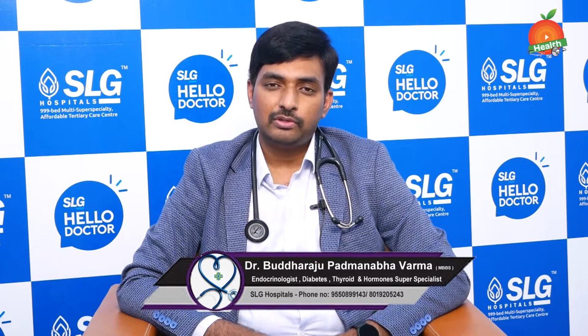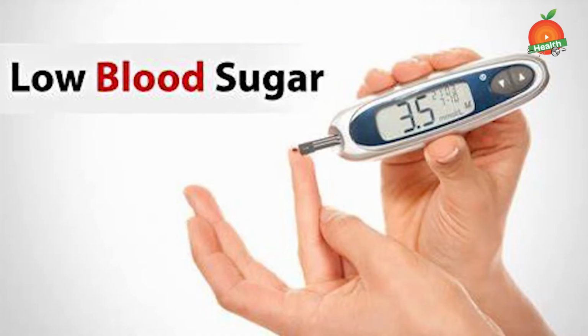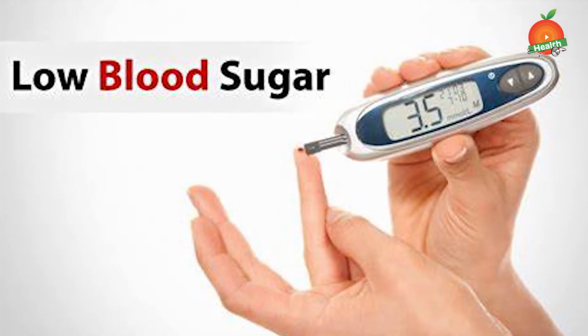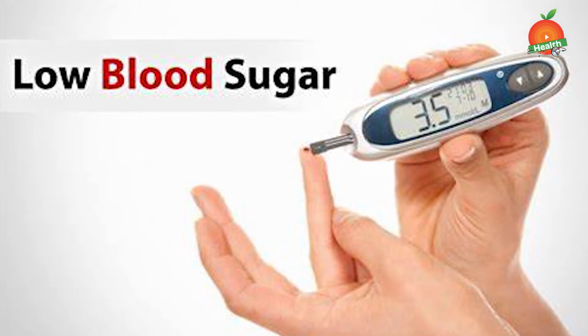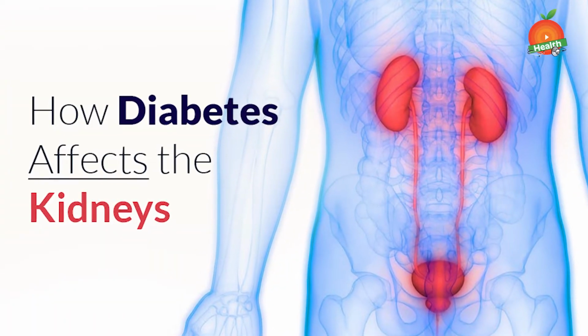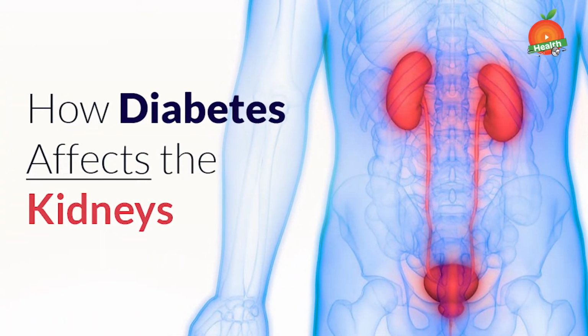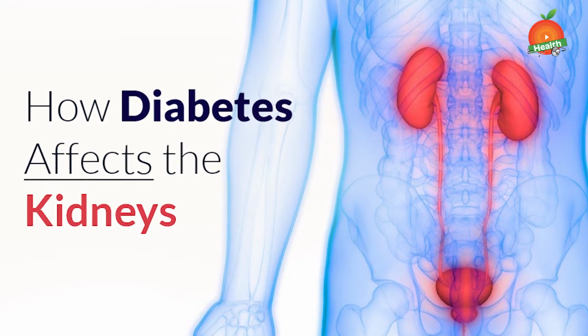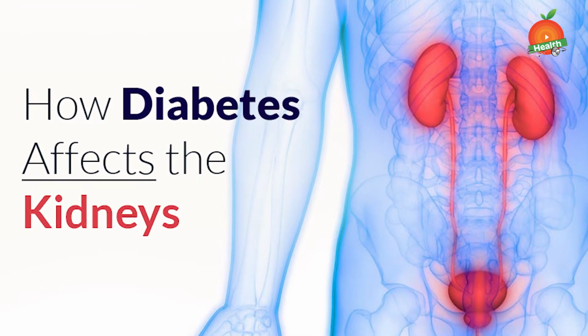Today I'll be talking about the common kidney problems that can happen in patients with diabetes. The most common is that if a patient's sugars are not controlled, the high sugars in the blood will pass in the urine. Wherever there is glucose, that will attract more bacteria to grow. That's why the most common are the infectious complications.